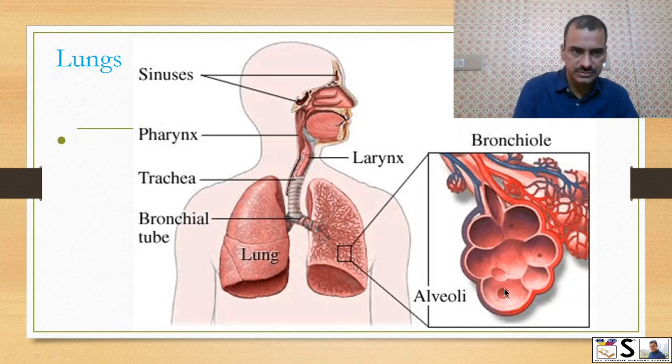Here you can see the lungs. The right lung is divided into three lobes and the left lung is divided into two lobes. And this is the structure of alveoli. Finally, it is like this.